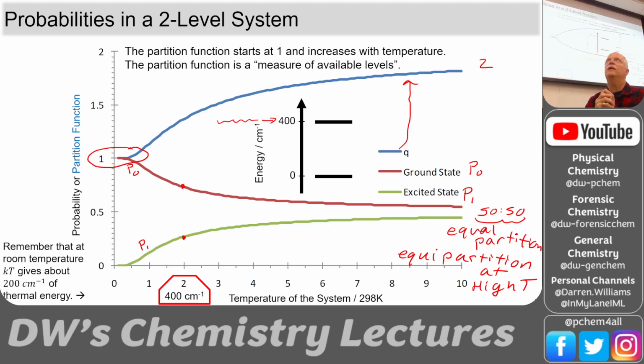Actually, let me think about that. Since there's 2 levels in the upper state, it would be a 2/3 chance of being in the excited state and 1/3 chance of being in the ground state. But all of those levels would have equal probability individually. And so that's what we would call equipartition. And then the Q would go to 3, since we had 3 levels.